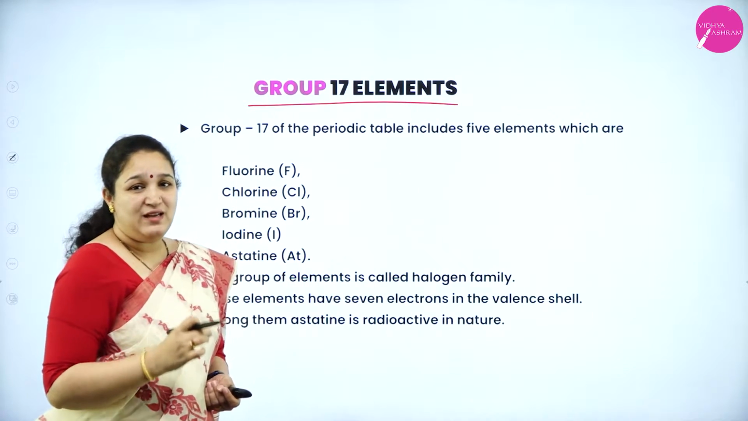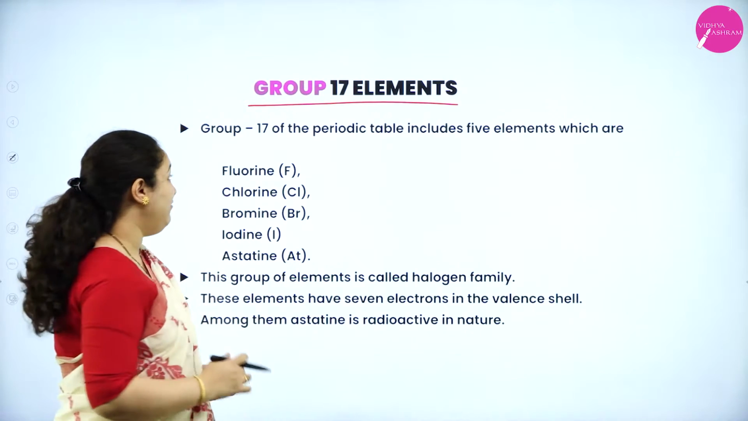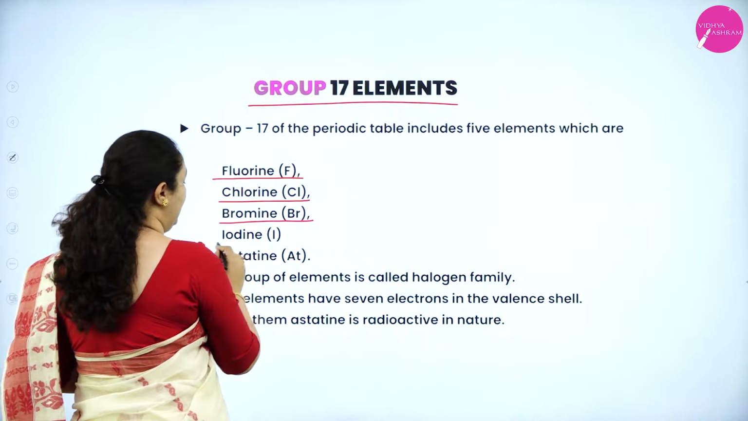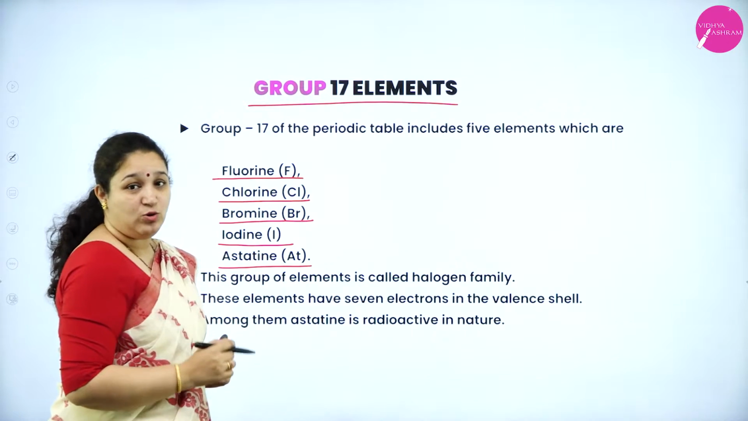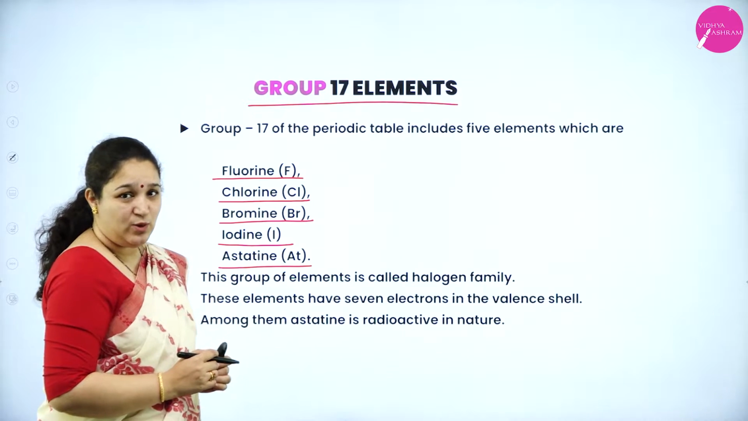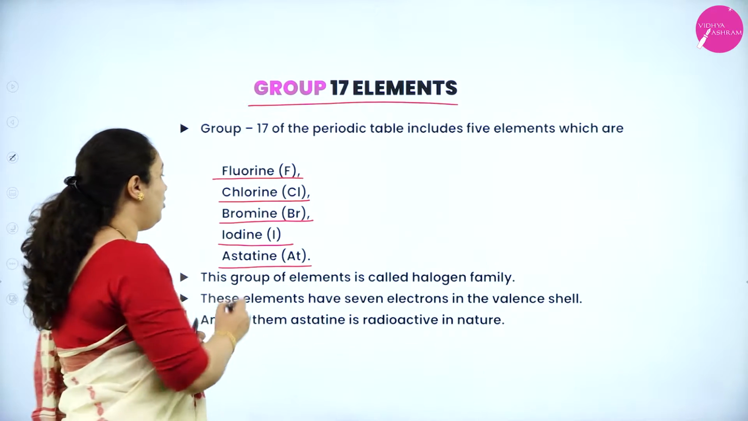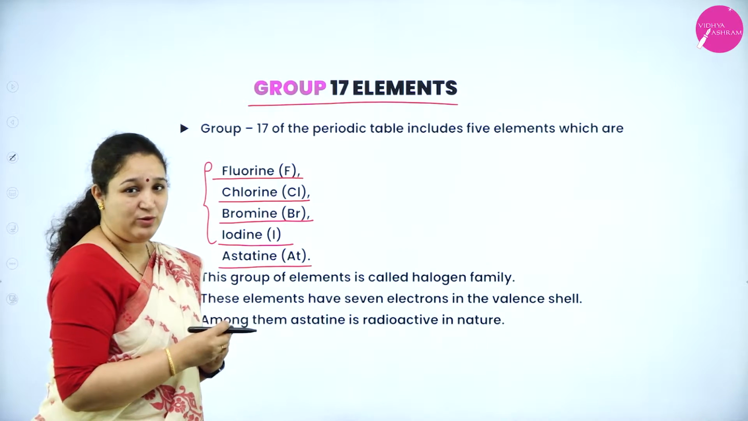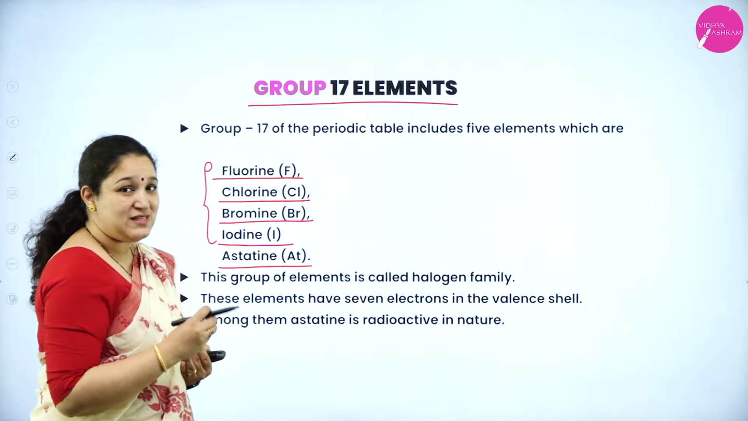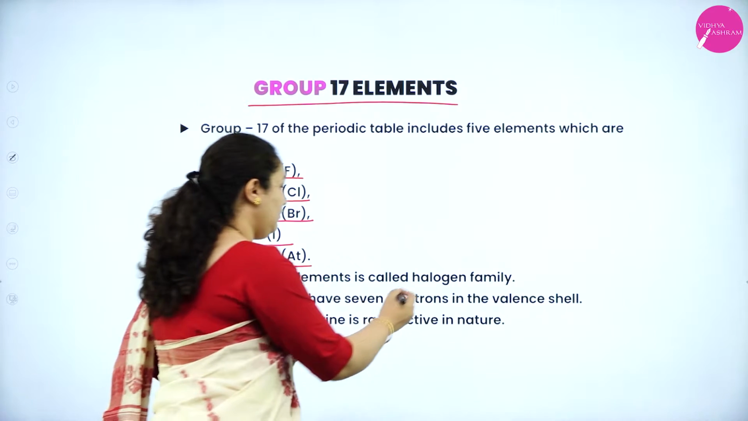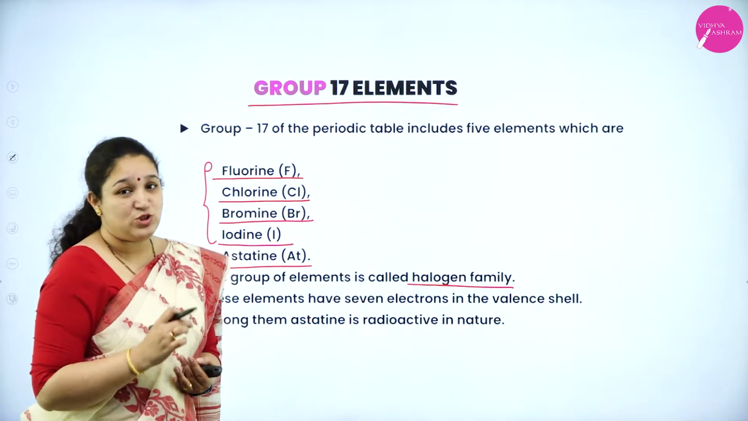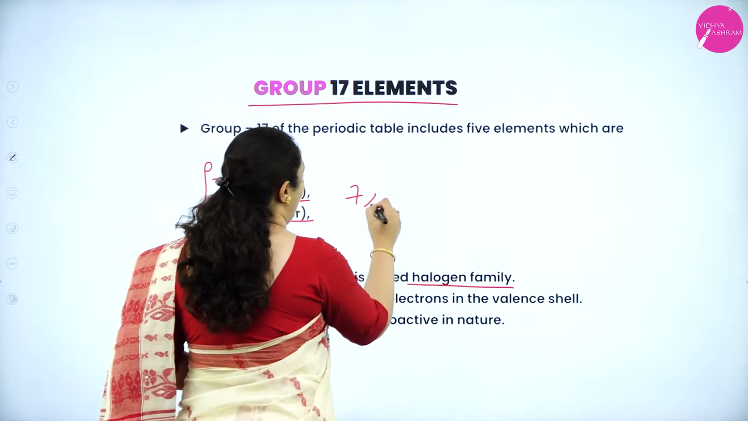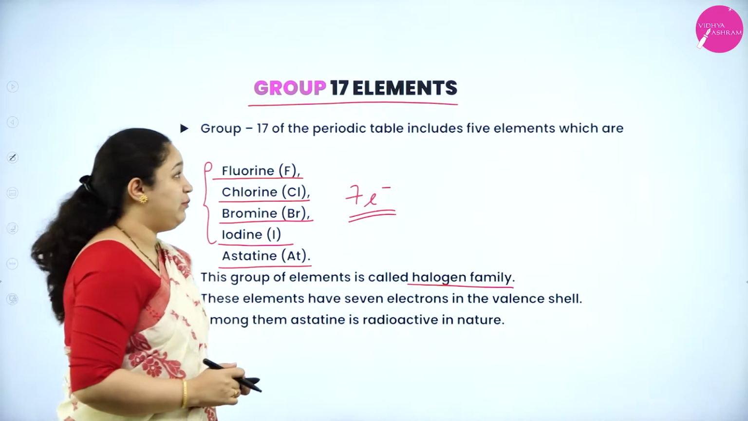So which are the elements in group 17? We have 5 elements, that is fluorine, chlorine, bromine, iodine and astatine. Out of this, astatine is the one which is radioactive. So we will be learning more about only the 4, that is fluorine, chlorine, bromine and iodine. This group is also called the halogen family, or halogens, isn't it? The elements in this group have 7 valence electrons. So we will see about it here.